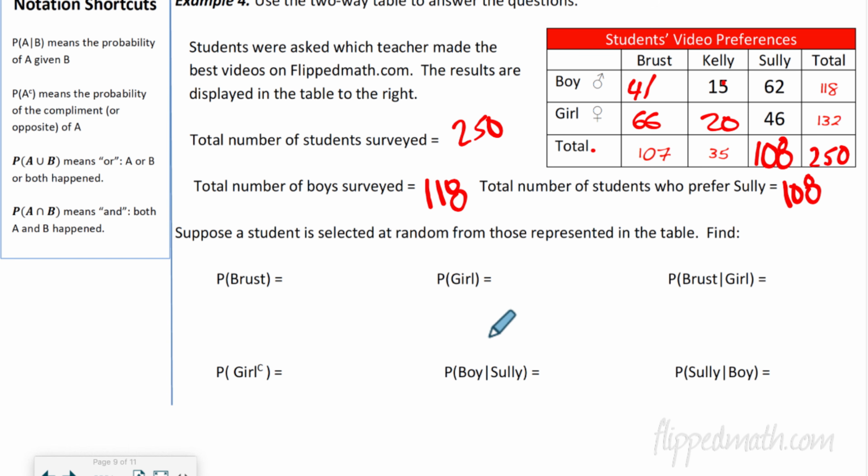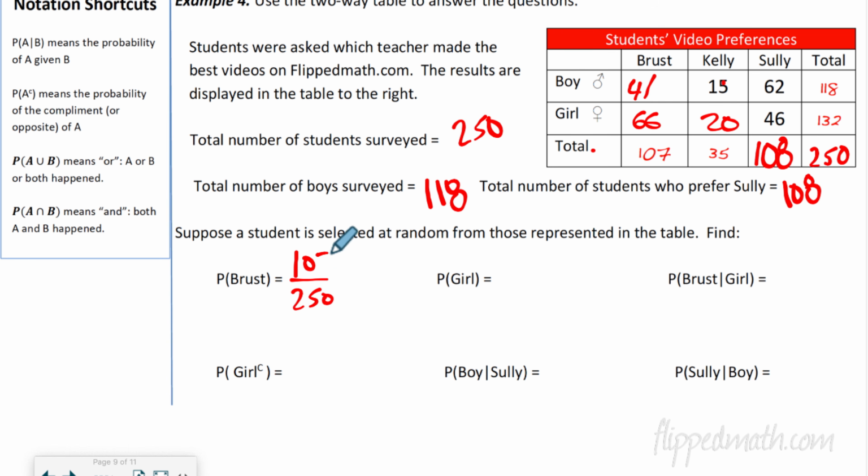We want to find the following probabilities. So the probability the student prefers breast. This is a little shorthand. I know it feels like it should be 0, but just go with the numbers for this right now. Probability of those who prefer breast. It should be 107 out of the total. So out of 250 students, how many breasts?